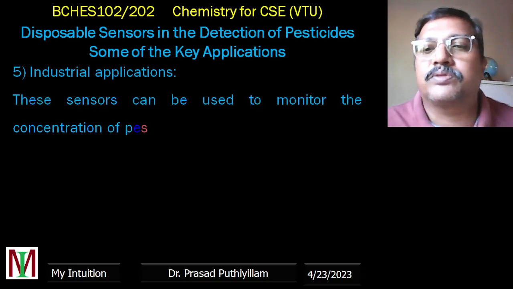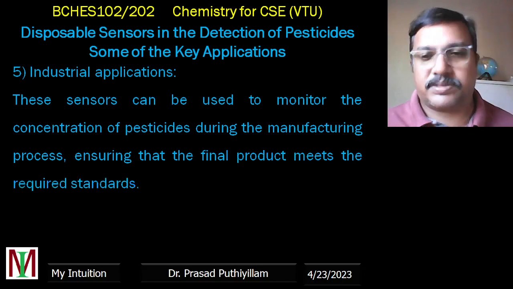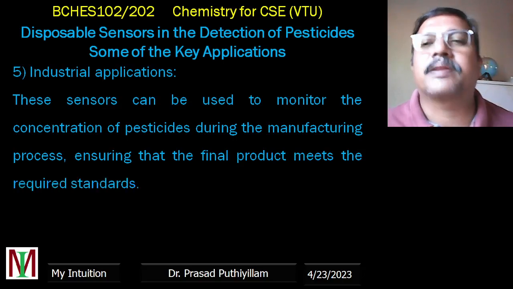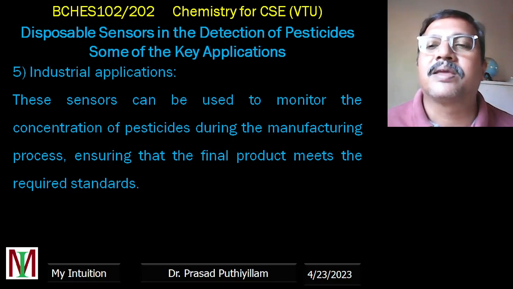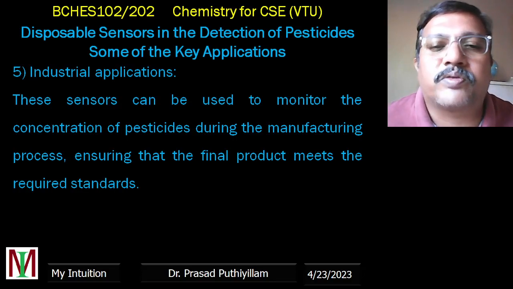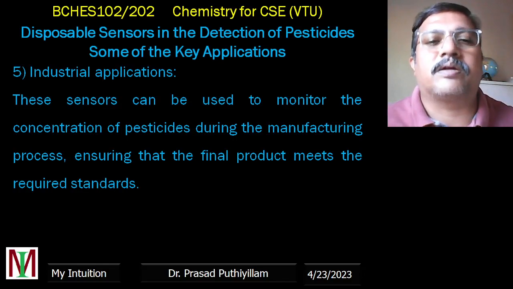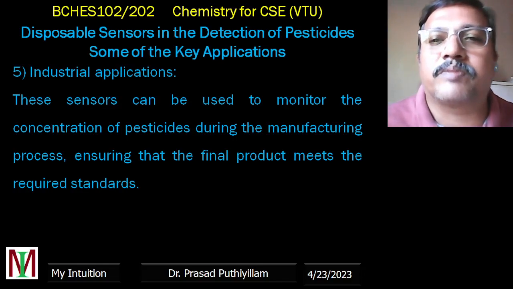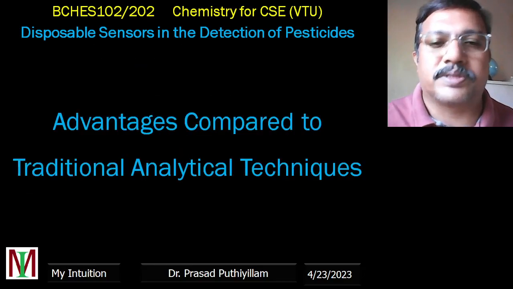Industrial application: these sensors can be used for monitoring the concentration of pesticides during the manufacturing process. Meanwhile, we prepare the pesticide to kill the pests in our agricultural field, that is, to get more yield we use it. So when we prepare the pesticide in the industry, there also we need to check how much pesticide is being formed, and what the quality of the pesticide is. For that also the sensors are used.